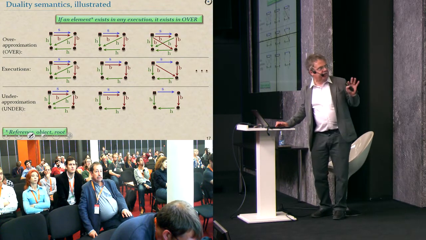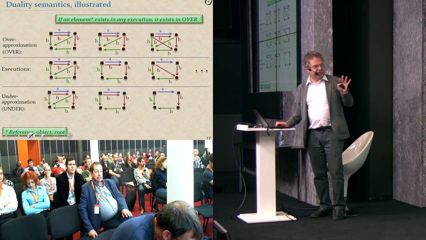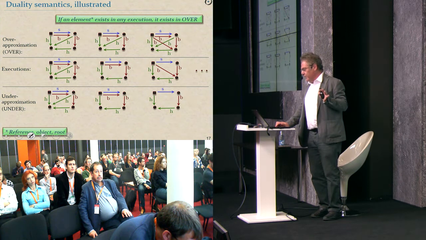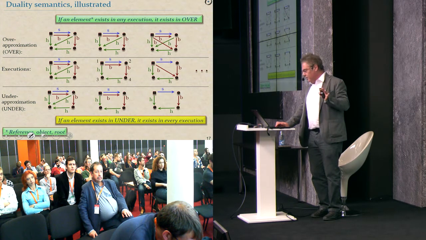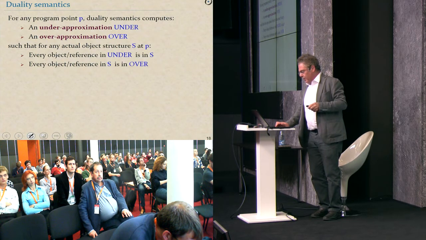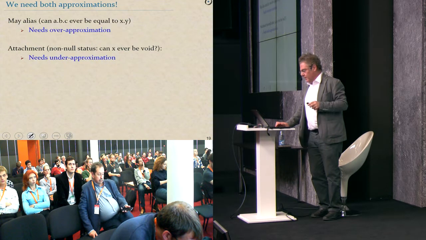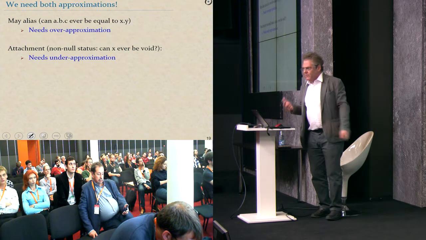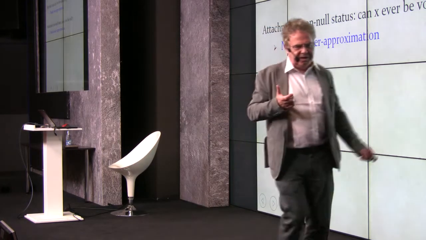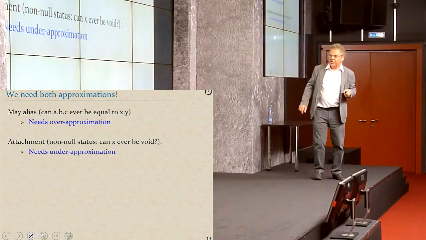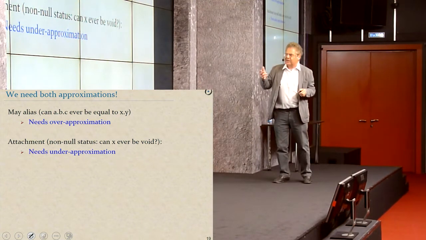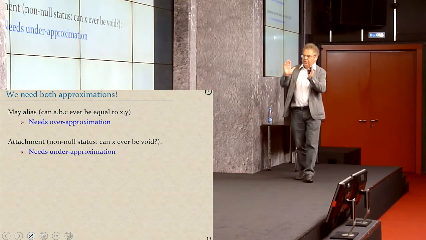So the general idea, I'm just repeating what I just said as a general principle: if an element exists in any execution, it exists in over, and if it exists in under, it exists in every execution. So that's what we're going to do in this approach that I call duality semantics. Now, what's really interesting is that you need both. And I'm not really aware of people having done that before. Static analysis has a lot of work that has gone into it, but I haven't really seen this. The notions themselves are not new, but the idea of computing both, as far as I can tell, is new.